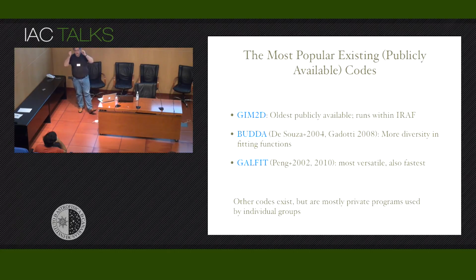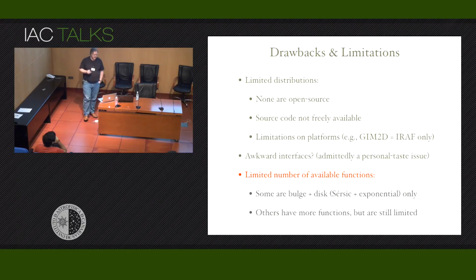Okay, there are, of course, codes which do this already. The three most popular that you're likely to have heard of are GIM2D, which is the oldest. It's designed to run within IRAF. Buddha, which is a separate Fortran-based program, has more functions available. And Galfit, which is possibly the most popular one. That's based in C. The most versatile of these, also the fastest. There are other codes, of course, that individual groups have. These are the ones that you can sort of find on the web.